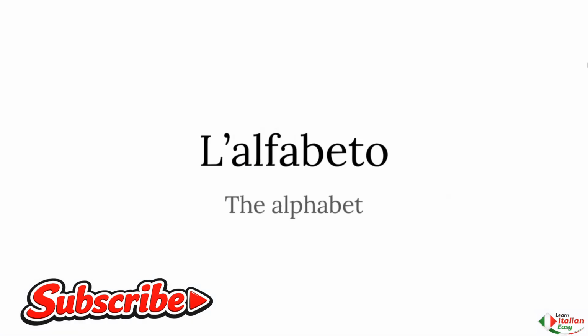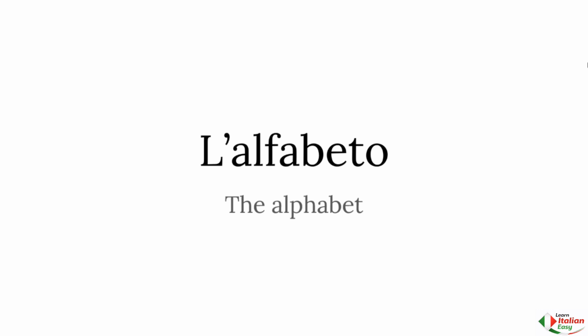Today's lesson is about the alphabet. L'alfabeto. A in Italian is A. So when you see an A in an Italian word, you always pronounce it as A. No exceptions. B, that's easy.